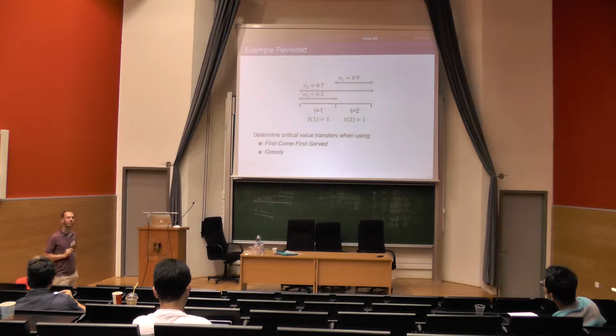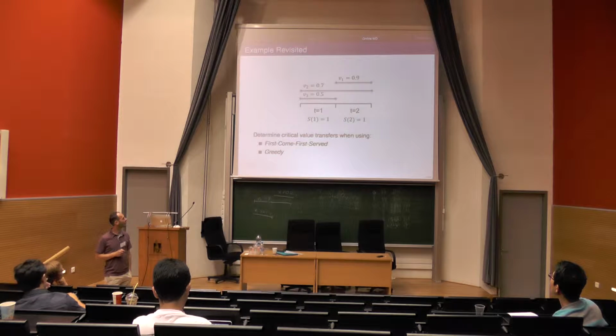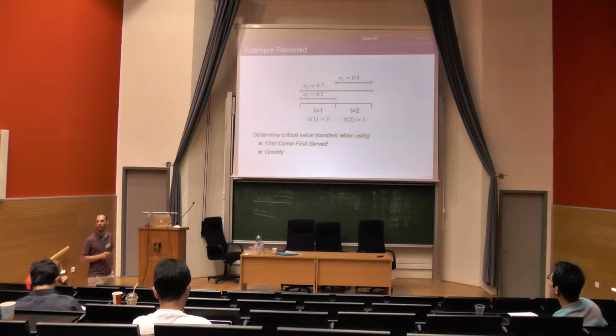Actually, what's the critical value in that case, for this agent? Okay, so anyway, I'll tell you, it's 0.7. Because before, this agent was out of the market at this point, because he already had a unit and he was no longer interested. Now, this agent is still in the market and still interested, because he wants that second unit and is willing to pay 0.7 for that second unit. So the critical value of this guy is now 0.7.